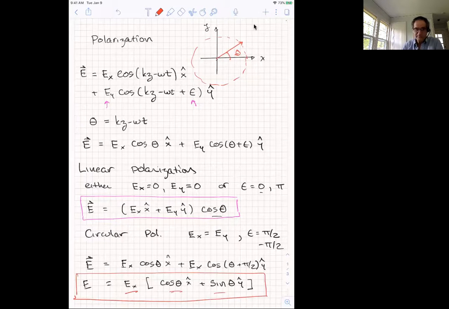Circular polarization. Okay, those together with elliptical polarization are the three important polarization states that we need to worry about.